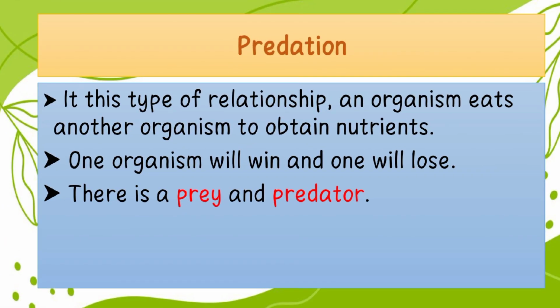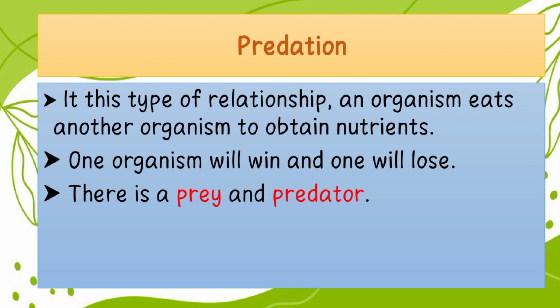Now, let's discuss the predation. In this type of relationship, an organism eats another organism to obtain nutrients. One organism will win and one will lose. There is a prey and predator. What is prey? An animal that is hunted or killed by another animal for food. And what is predator? Predator is an organism that captures and eats the prey. This act is called predation.